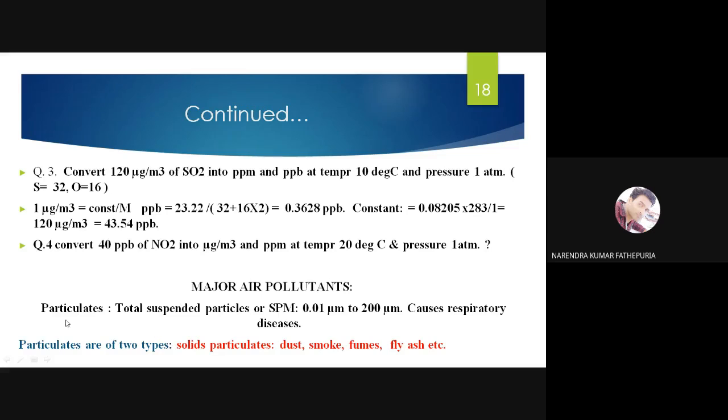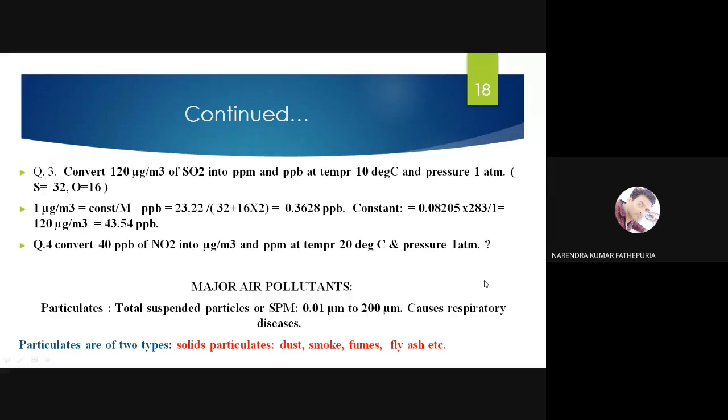The major air pollutants are particulate matters, which play an important role. The total suspended particles, the size of suspended particulate matter, range from 0.01 micrometer to 200 micrometer. It causes respiratory diseases.